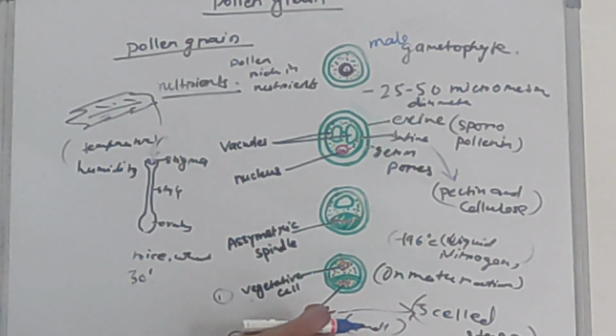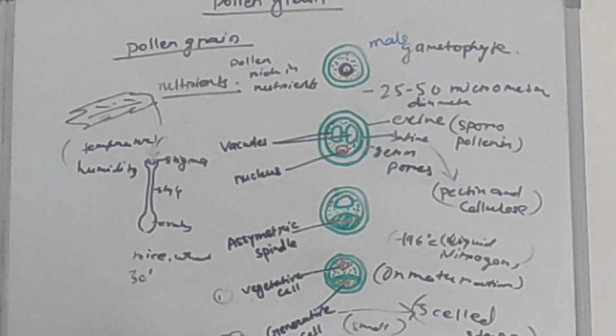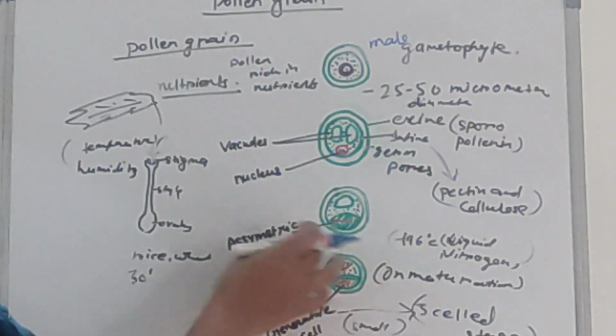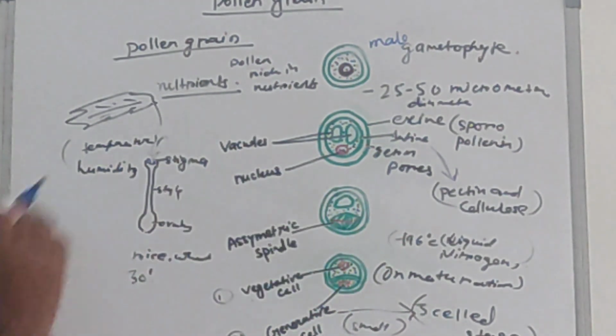So what's happening with the generative cell? It is small and floats in the cytoplasm of the vegetative cell, and it is spindle shaped with dense cytoplasm and a nucleus.